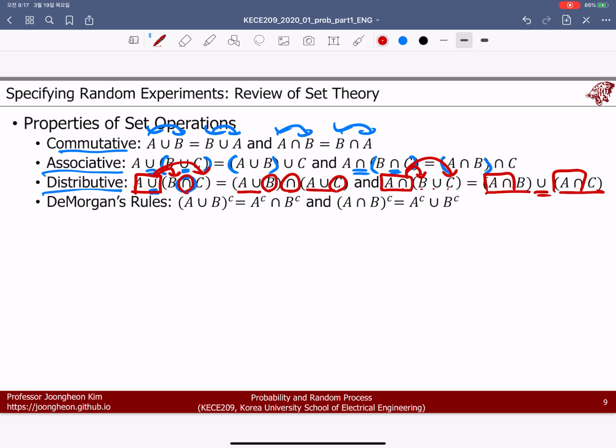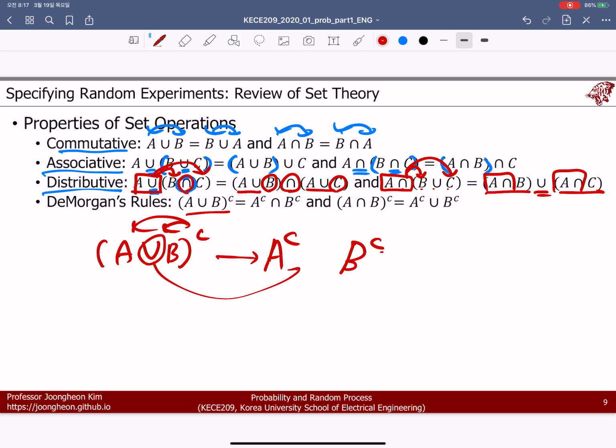The last one is De Morgan's rule. This is very famous, so you may have studied this during your high school ages. Here, when you have A cup B and complement, you can move this complement inside here. So it becomes A complement, B complement, and this becomes cap, just like that. That's why you have this result.